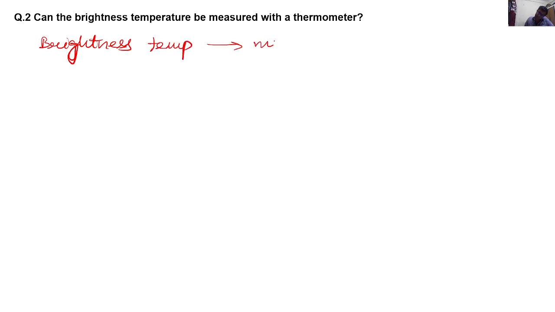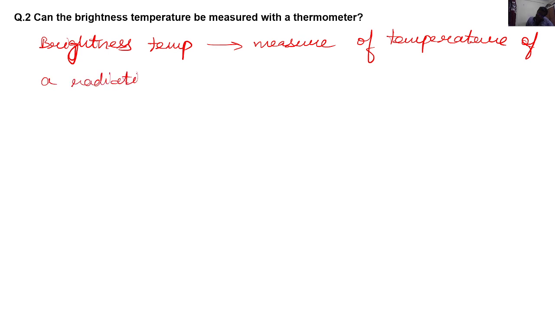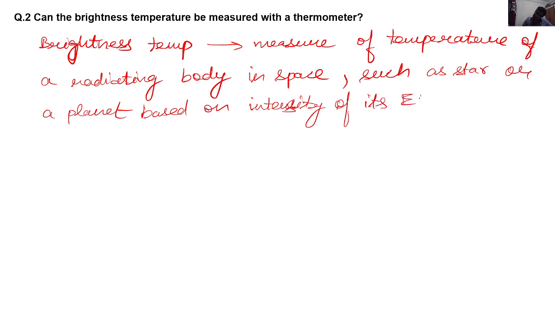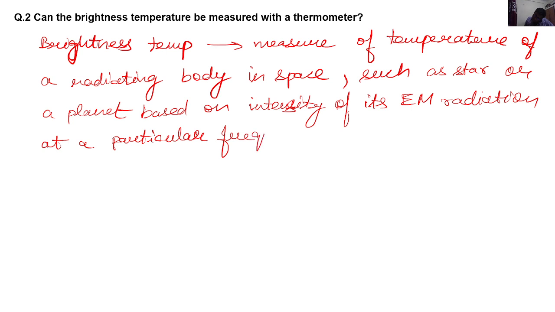Brightness temperature is the measure of temperature of a radiating body in space, such as any celestial body, let us say a star or a planet, based on intensity of its electromagnetic radiation at a particular frequency.